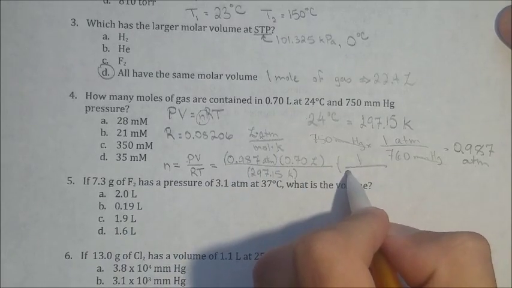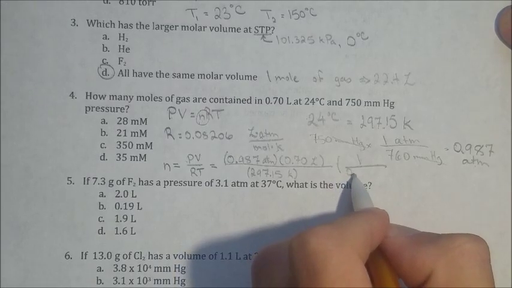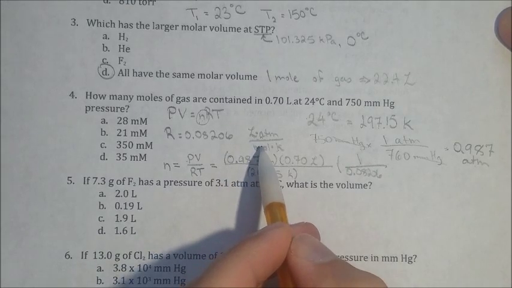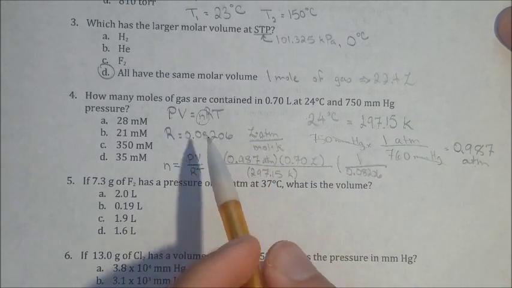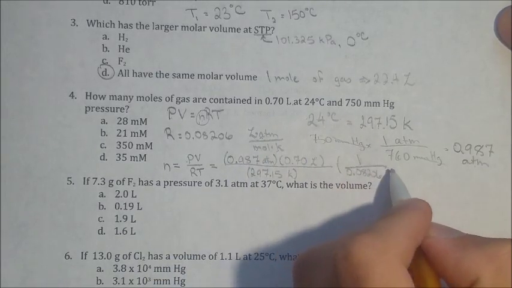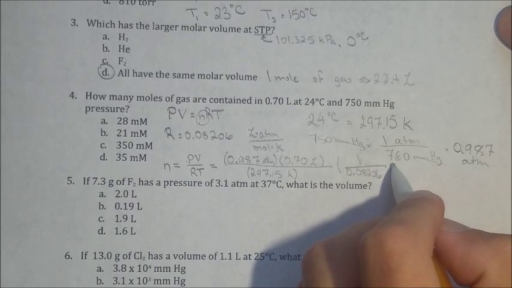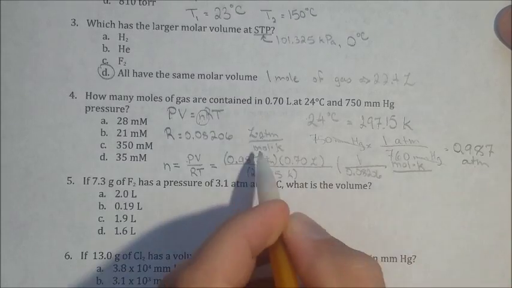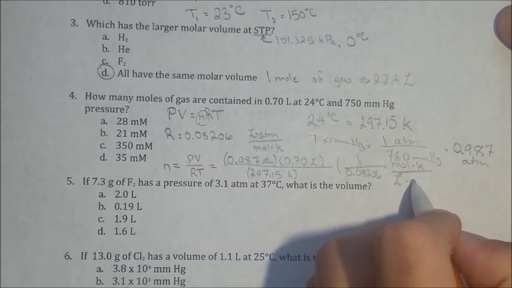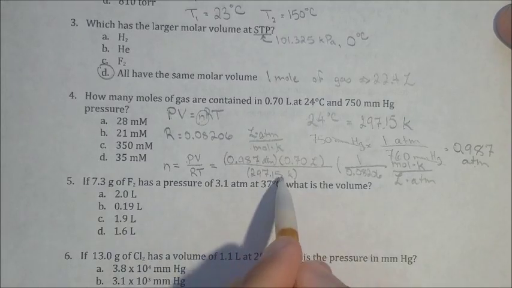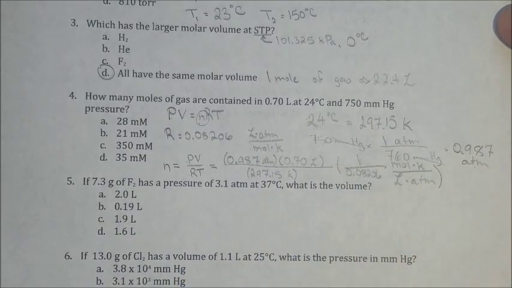1 over, right, because it was down here on the bottom, 0.08206. And the units for that are now going to be reciprocated because R was on the bottom, so it's 1 over R. And so the units here end up being moles Kelvin over liters atmospheres. Okay. All I did is I just flipped this upside down, reciprocated it, because now my R was on the bottom. Okay, so this is R.